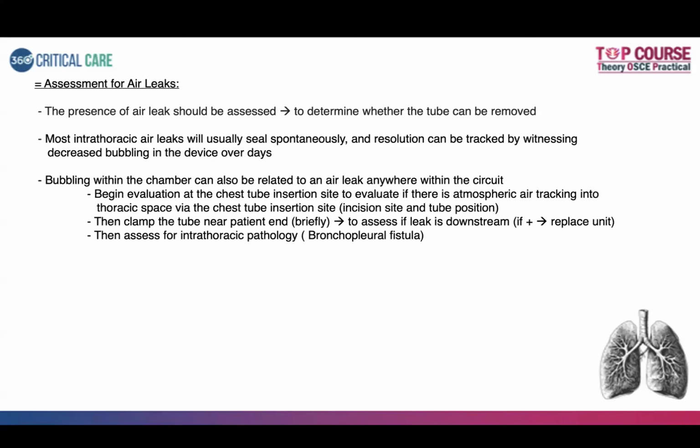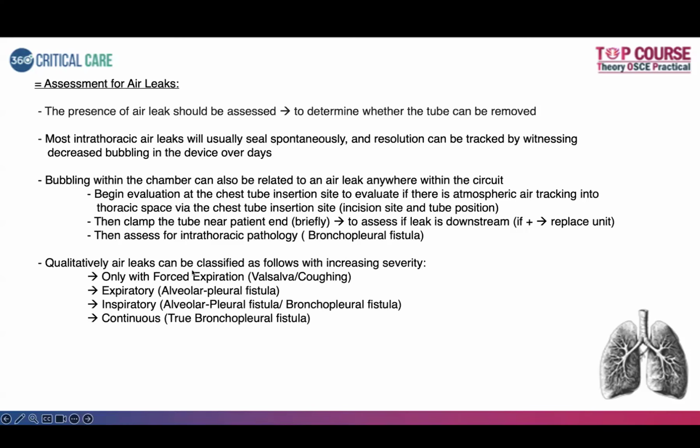So how do you go about it? First, begin the evaluation at the chest tube insertion site to evaluate if there is any atmospheric air tracking into the thoracic space via the chest tube insertion site. That is the insertion site and the tube position. Then, next you clamp the tube near the patient end briefly to assess if the leak is downstream. If you find that there is a leak downstream, then you need to replace that unit. If the first two are not the cause, then you need to assess for intrathoracic pathologies like bronchopleural fistula.